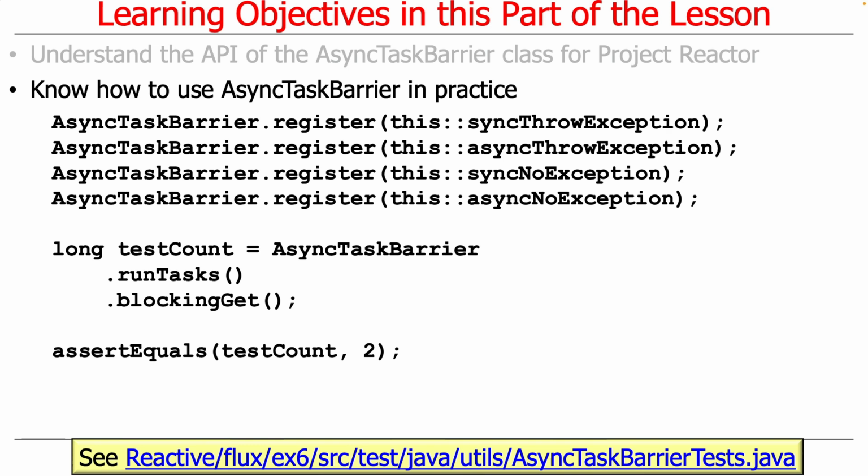So here's kind of how you use it. As we've seen, you register these various tasks to run, and then you run the AsyncTaskBarrier, usually blocking until it's finished, and then we see how things work. So we're going to take a look at some examples from the test to make sure that we understand how this works in practice.